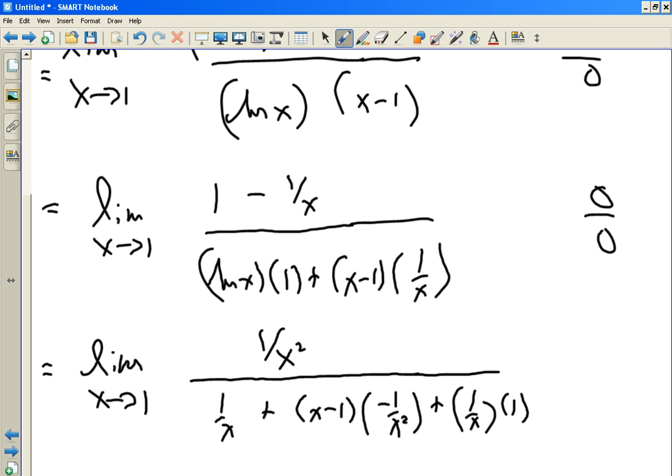All right, now if you plug in 1, is it still 0 over 0? Or do you have an answer? Or do you have an undefined limit? Add them up? Well, you'd have to distribute this first.